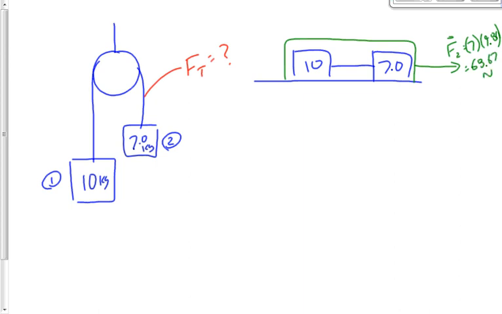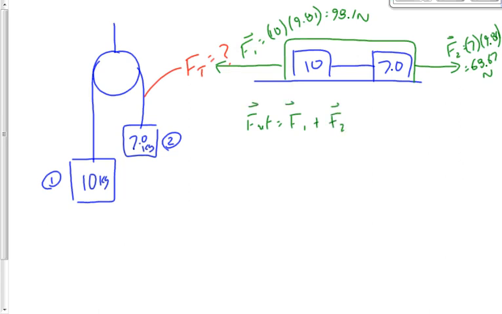And then we've got a force acting to the left on this system that is, we'll call it F1, 10 times 9.81, which is 98.1 newtons. Let's say F net is equal to the sum of the forces. That's F1 plus F2. What mass are we going to use there? We know what mass we're going to use: 10, 7, or 17. Good. Let's use the 17-kilogram mass.